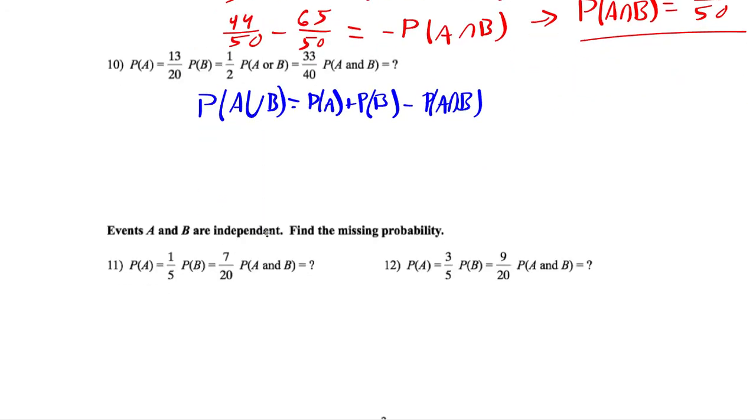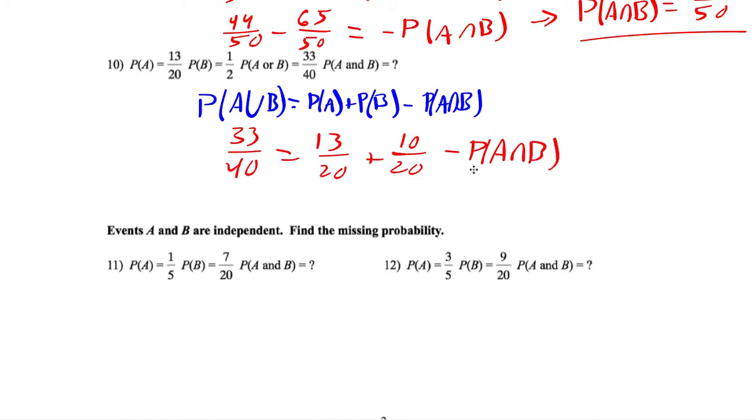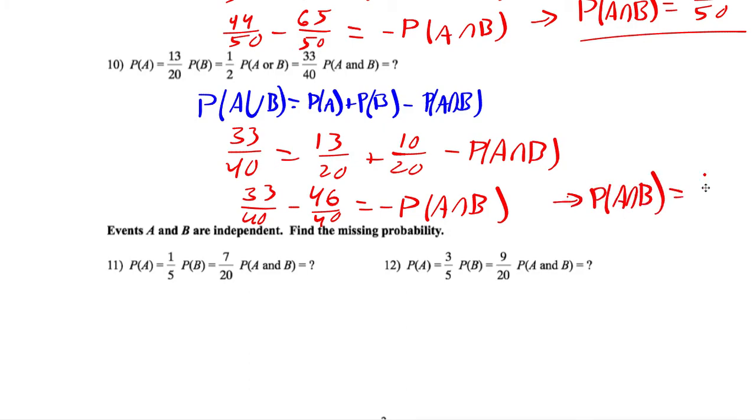And then the same setup for the next question, where we have 33/40 is equal to 13/20 plus 1/2, which I'm just going to write as 10/20, minus probability of A and B. So this is 23/20, which is 46/40. So we have 33/40 minus 46/40 is equal to that negative probability. And so that's negative 13. So we get, again, probability of A and B is equal to a positive 13/40.